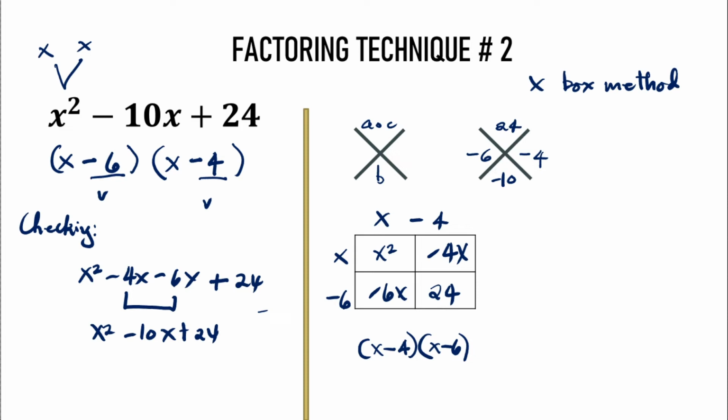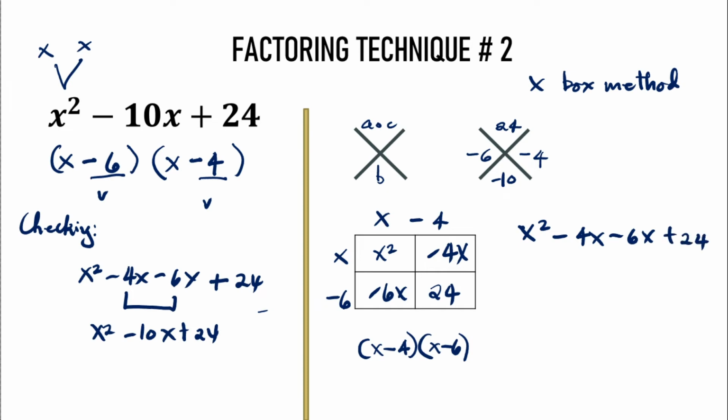We can also use the grouping method. Di ba dito sa after the x method, nagiging box tayo. We can use the grouping method. Paano? Okay. So, lagay natin dito x squared minus 4x minus 6x plus 24.